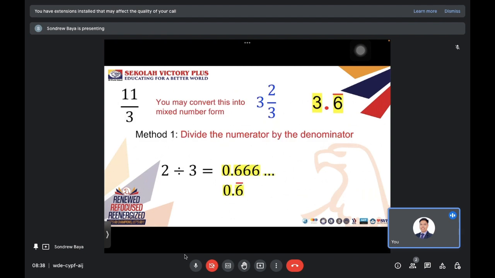Alright, now in this case, we cannot apply method number 2 because there's no way for us to multiply a number to 3 to make it powers of 10. Since we cannot do that, we can only apply method 1 for this.